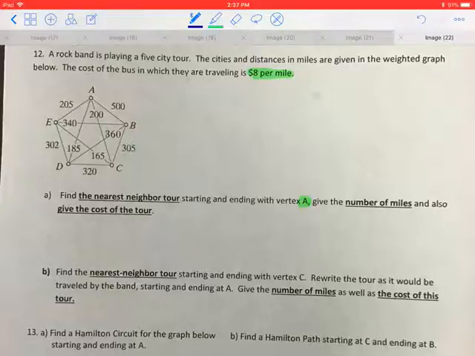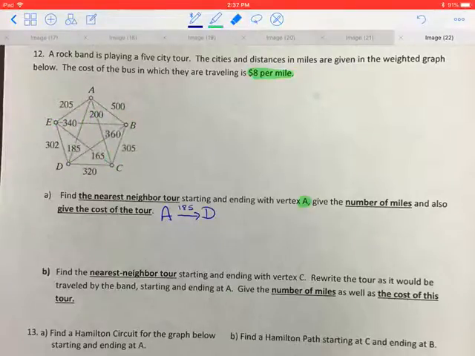Alright, so we're going to start at A. And so from A, I've got 4 options. These are my 4 options. And I want to pick the one with the smallest number. So it looks like that's going to be 185. So that means I want to go to D next. And I like to go ahead and write the weight up there.